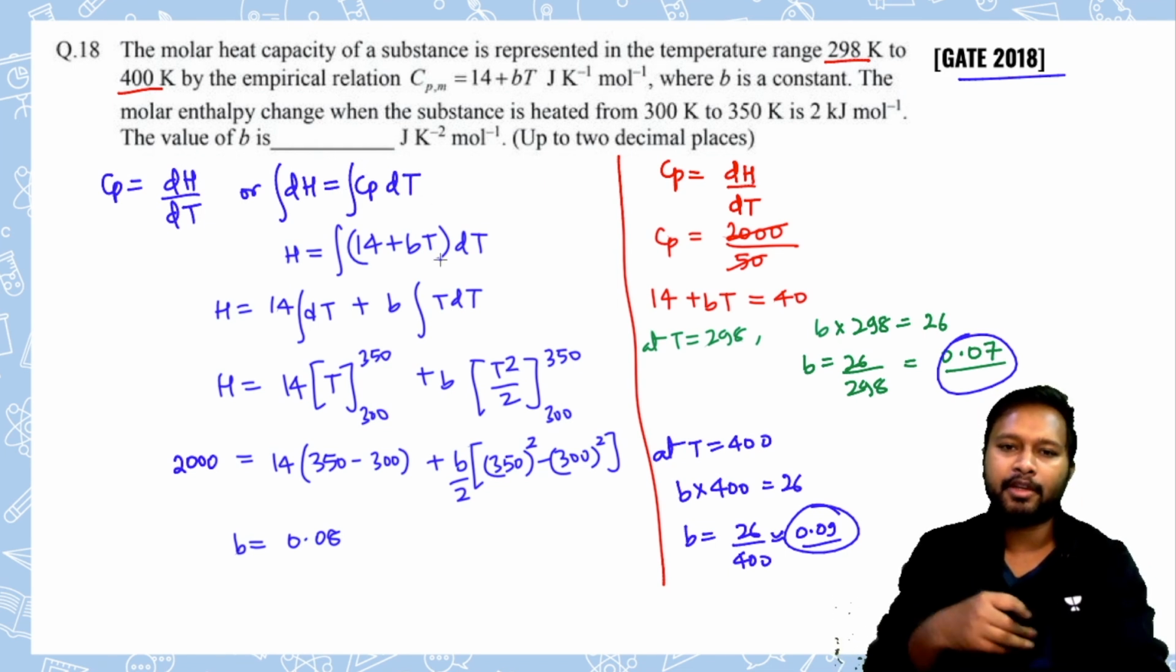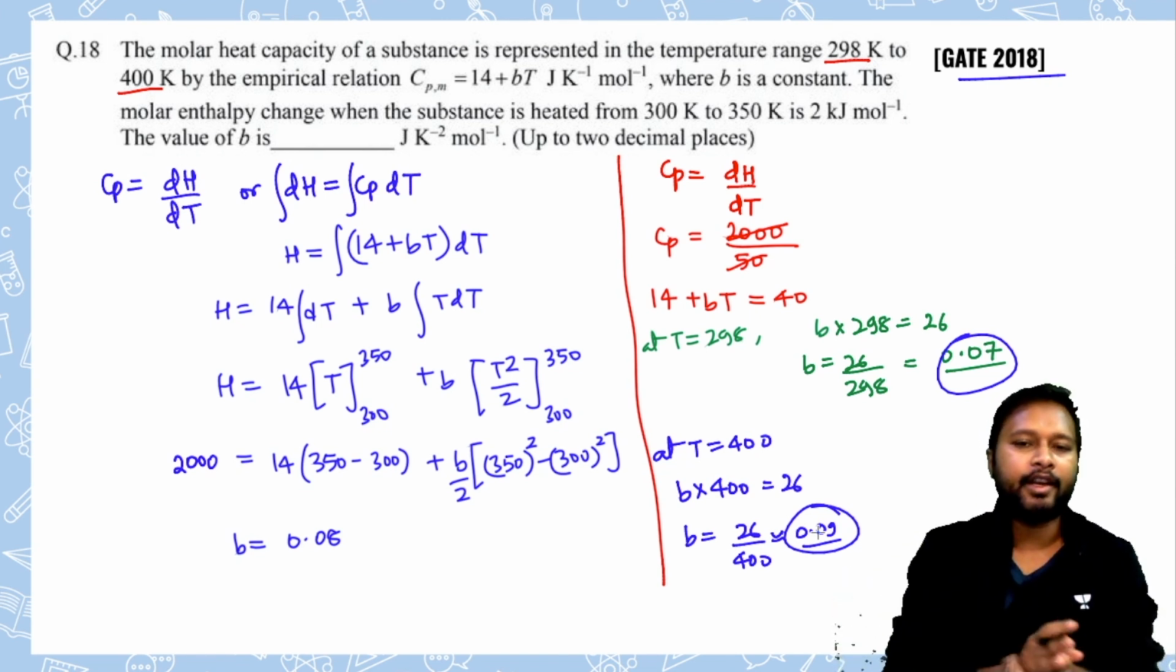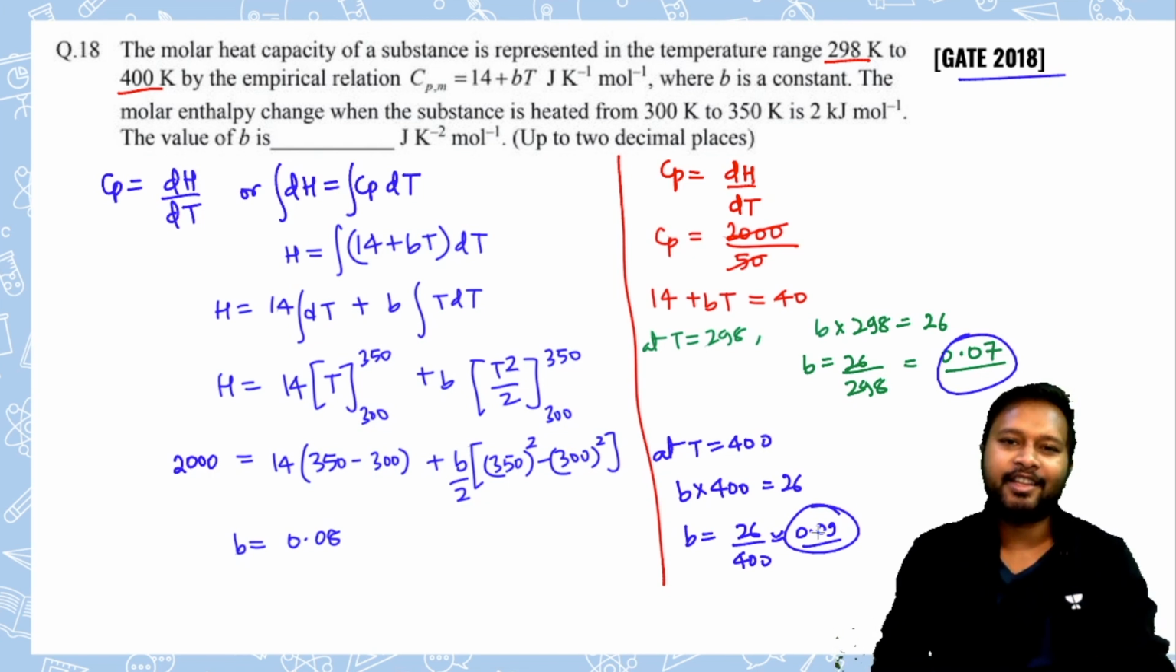And in the question paper, in the final answer key, the range was also given between these two values, 0.07 and 0.09. So both these methods are correct. You can approach with any of them, and both are going to lead you to the correct answer. All right. Okay, let's take the next one then.